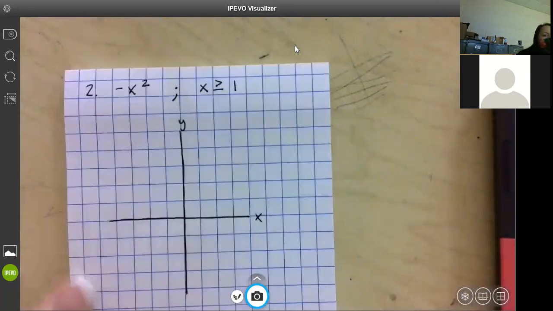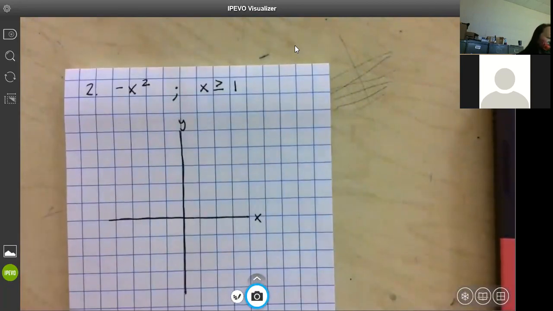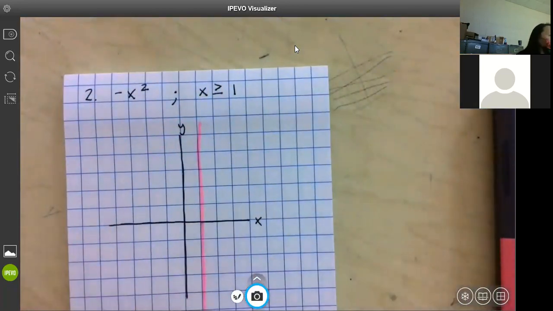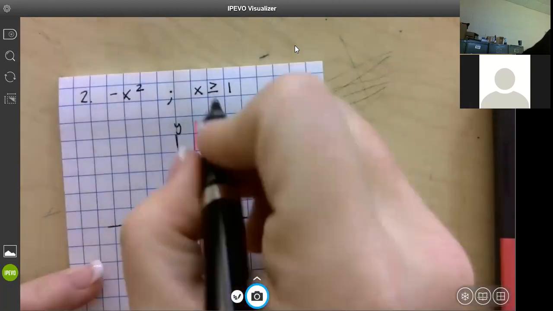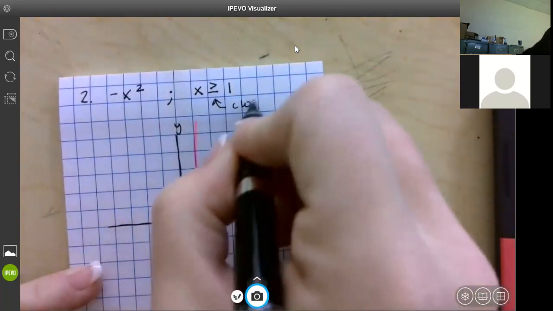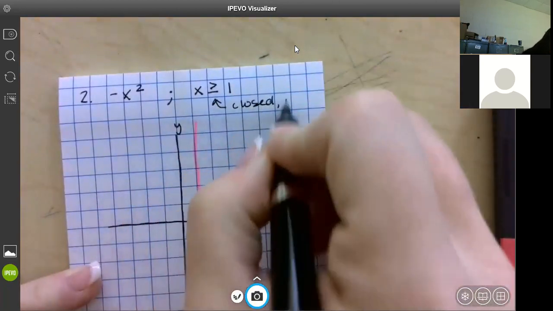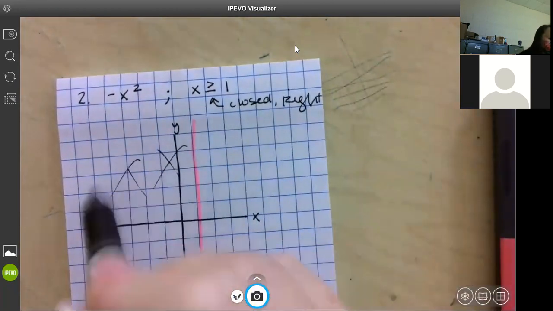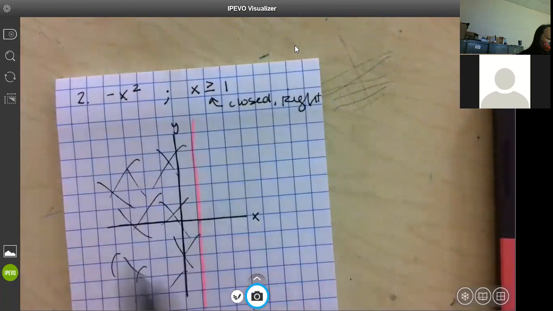Here's your XY axis. We have a boundary at 1. So we graph it. We're going to do the same thing today. This tells us that it's closed because it's equal and it's pointing to the right. I don't graph over here at all. And you guys can do that if you need to help you out. Okay, not a big deal to me at all.